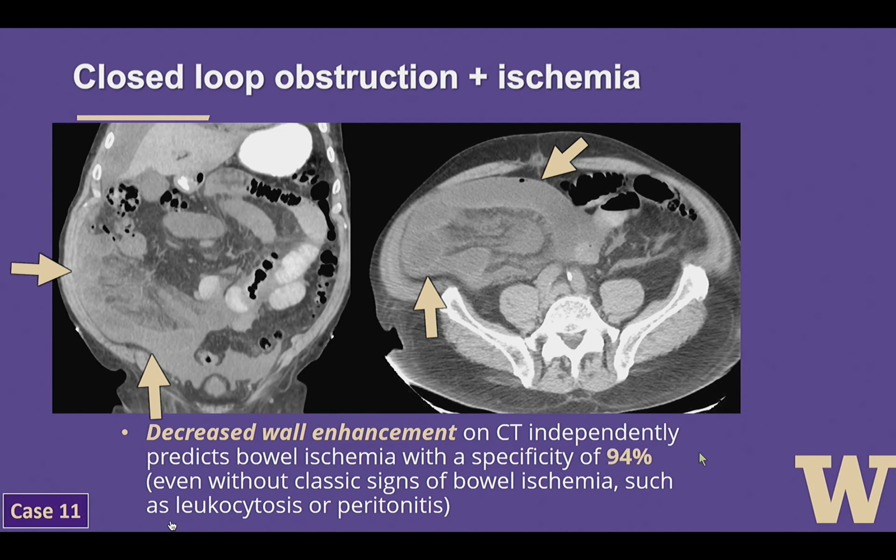And so the answer to the question is that decreased wall enhancement on CT is the most sensitive and specific feature. It's been shown to predict bowel ischemia independently with a specificity of 94%, importantly even in patients who lack the typical clinical signs of bowel ischemia like leukocytosis or peritonitis. So if you see relative decreased wall enhancement in an obstructed loop, you should raise the possibility for ischemia.